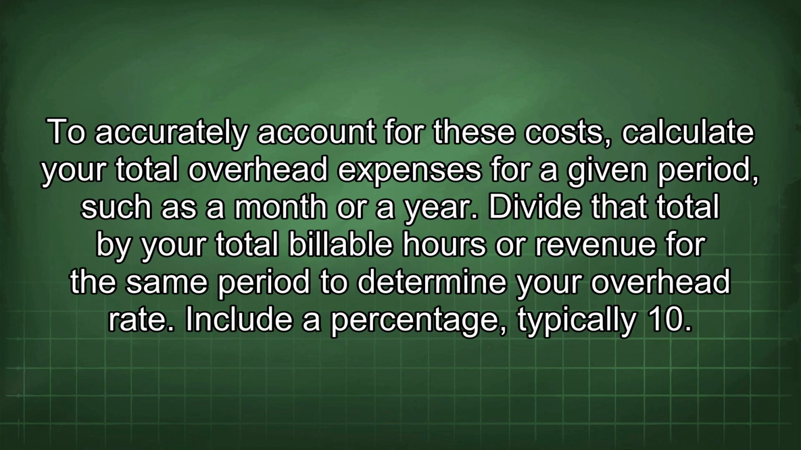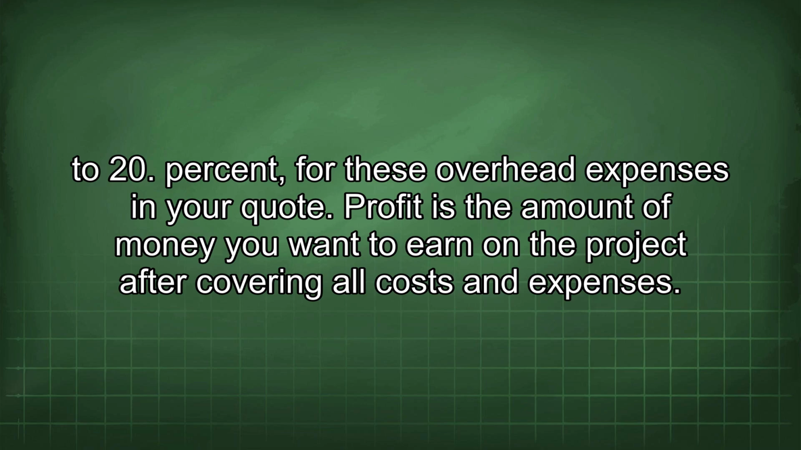To accurately account for these costs, calculate your total overhead expenses for a given period, such as a month or a year. Divide that total by your total billable hours or revenue for the same period to determine your overhead rate. Include a percentage, typically 10 to 20% for these overhead expenses in your quote.